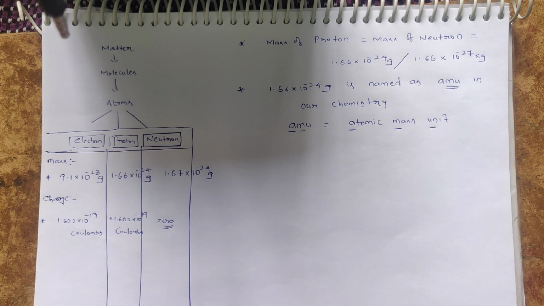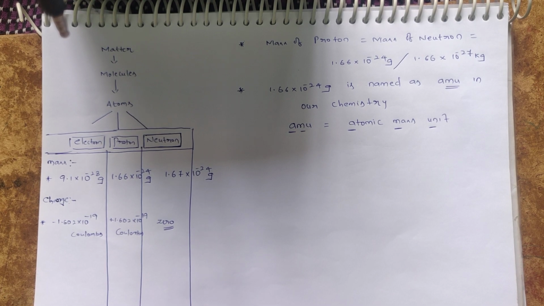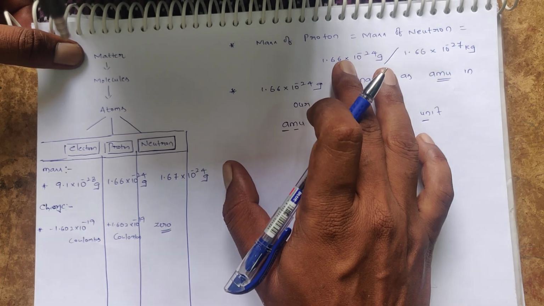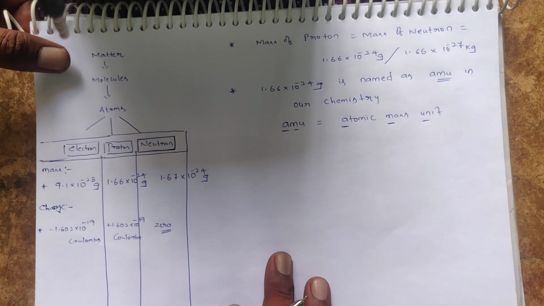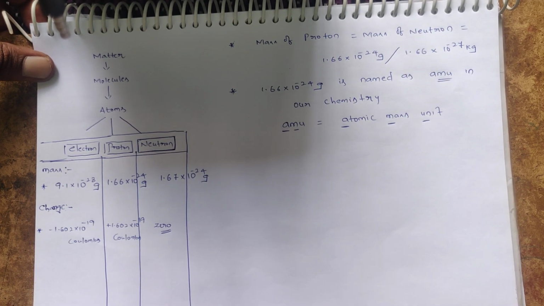In our daily life also, for our convenience, 1000 grams, we used to call it as 1 kg. 100 kgs, we used to call it as quintal. Like that, for the sake of convenience, this smallest value is named as AMU. So mass of proton or mass of neutron is equal to AMU. Instead of saying 1.66 into 10 power minus 24 grams, it is better to call it as AMU.